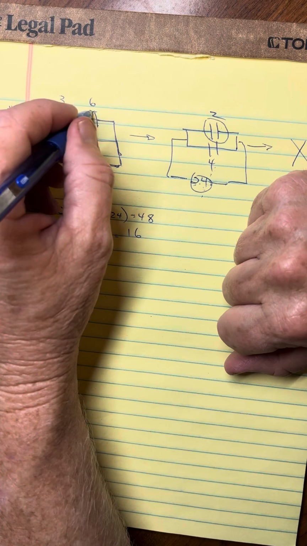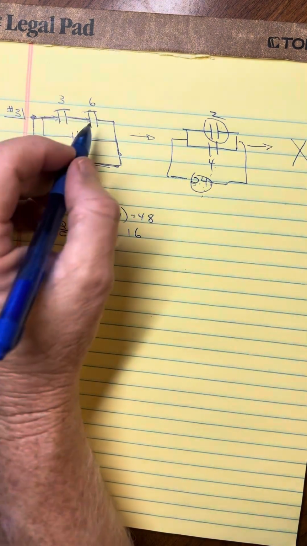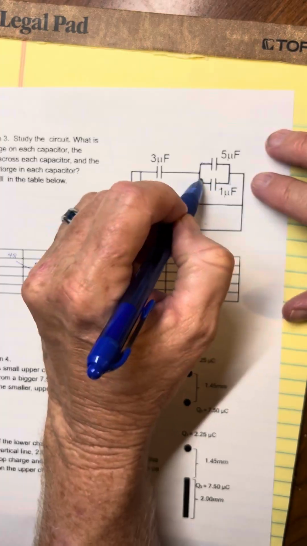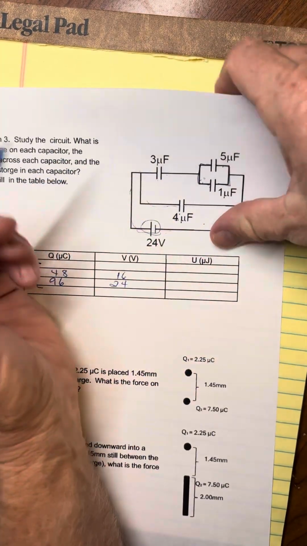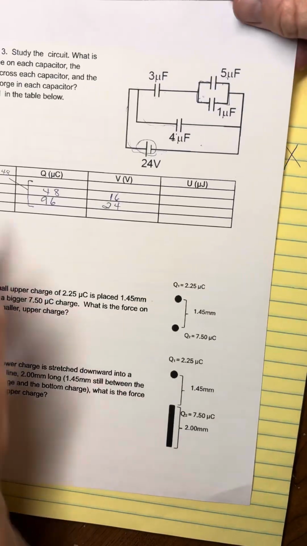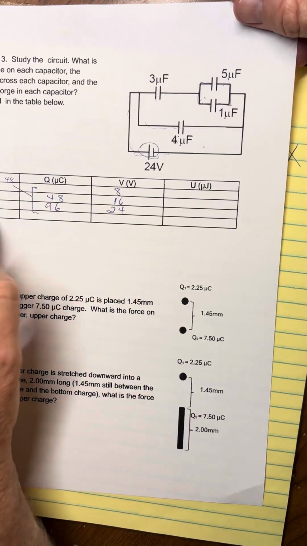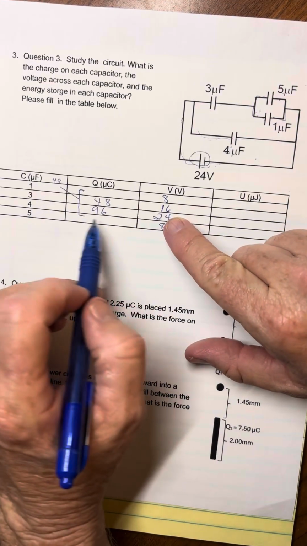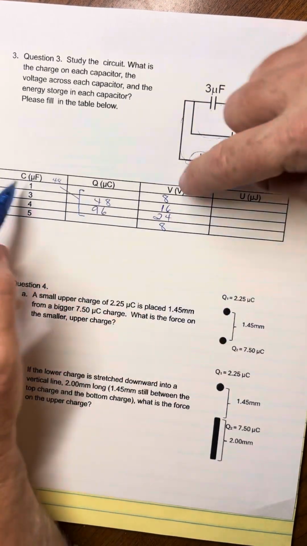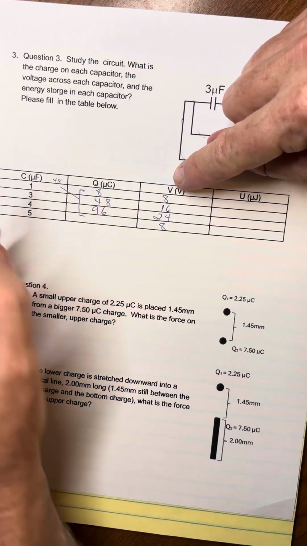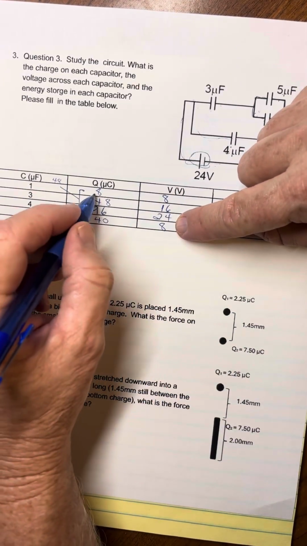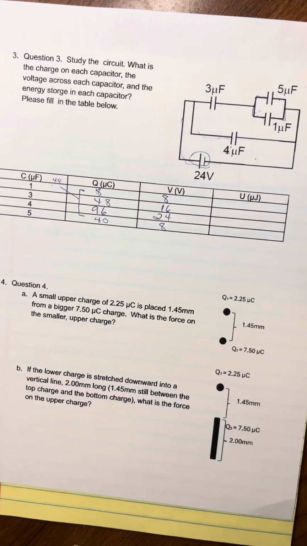And better still, that 6 is the equivalent of these two. These have the same voltage. So each of these must be 8. So the voltage on the 1 is an 8, and the voltage on the 5 is an 8. Which, as we said before, if you know 2 of these, you can find the third. And so Q would be these two multiplied together. So 1 times 8, I get 8. And 5 times 8, I get 40. And then these 2 should add to 48.